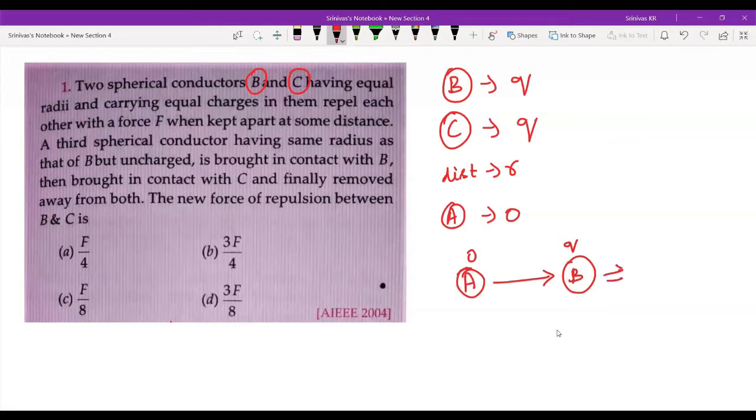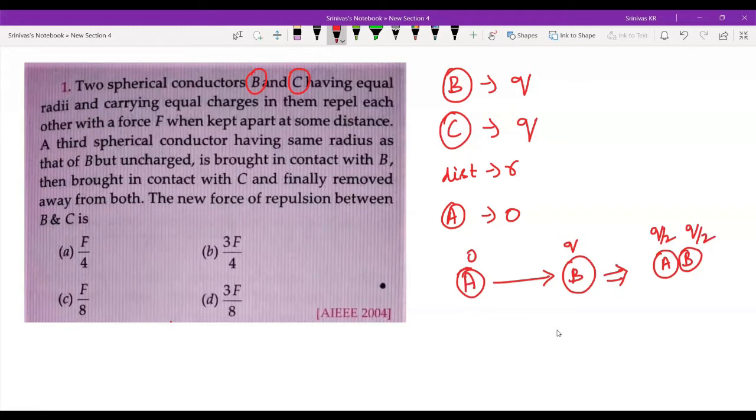So when these two meet, what happens to the charges? Charges will be equally split for both. So 0 plus Q is Q. So Q is split for both. So you get Q by 2 here, Q by 2 here. So A and B both will have the same charges, that is Q by 2 and Q by 2 now. Now let us see the question.